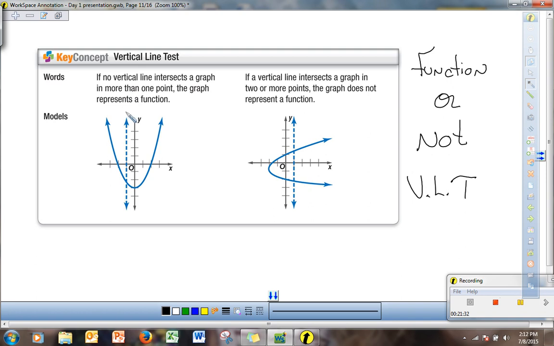So like when I look at vertical lines here, guys, when I draw it, I only hit this graph in one place. If I drew my vertical line over here, I only hit this graph in one place. If I draw it out here, I only hit that graph in one place. So this one right here would be a function.